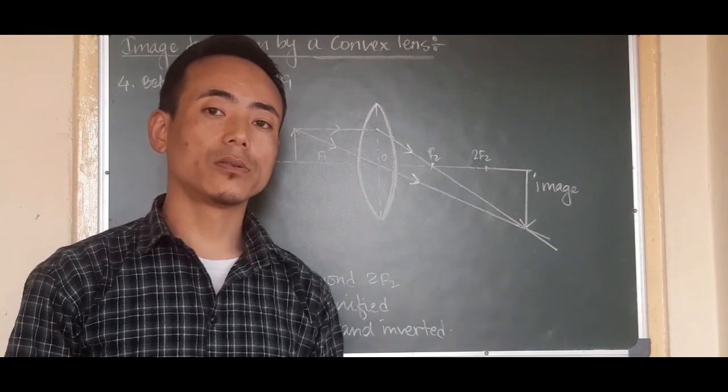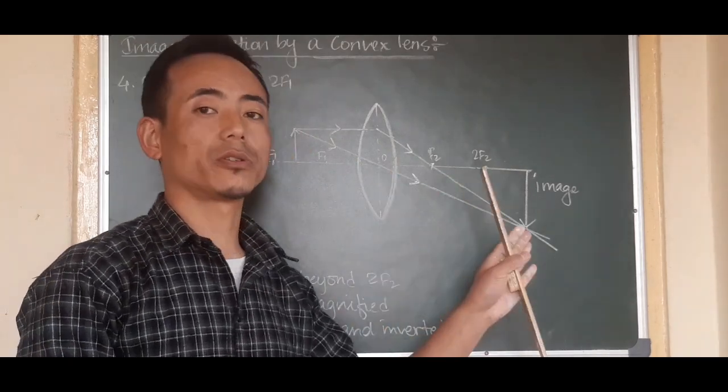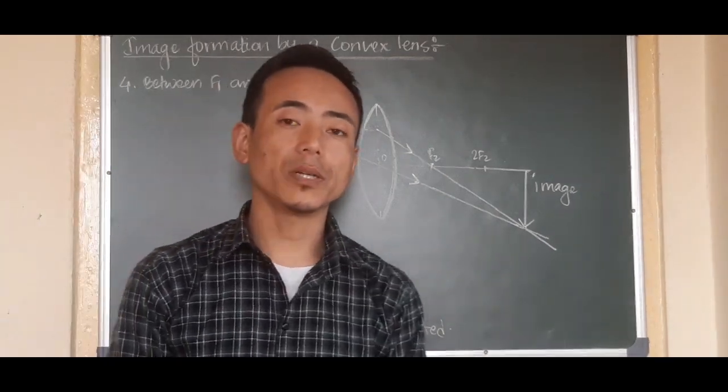It's that simple. So just learn the rules. You don't have to mug up anything. The image will be formed at its position if you follow the rules. So this is case number 4. Now let's do case number 5.